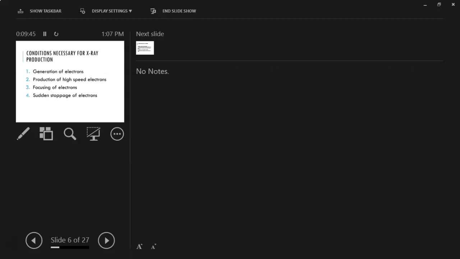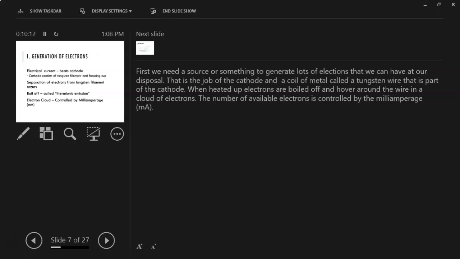So the conditions necessary for X-ray production: generation of electrons, so you have to have electrons; production of high-speed electrons, so those electrons have to be moving fast; and focusing the electrons, so you get them going in a certain direction to a place where they're going to decelerate or break, and then you want them to stop. You want some kind of mechanism where they stop so they produce the X-rays.